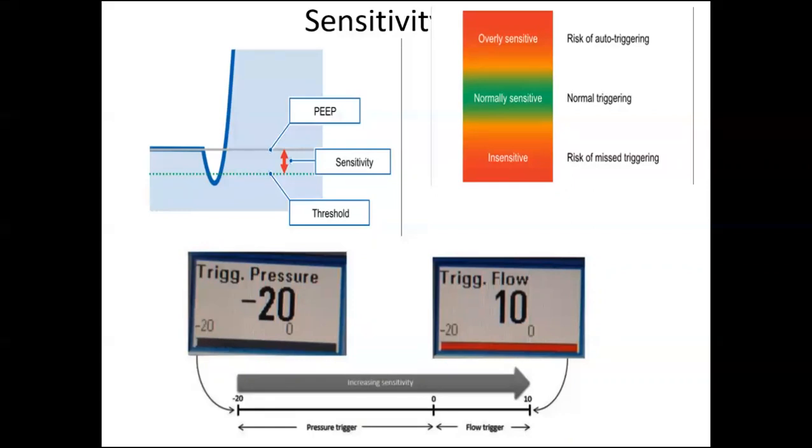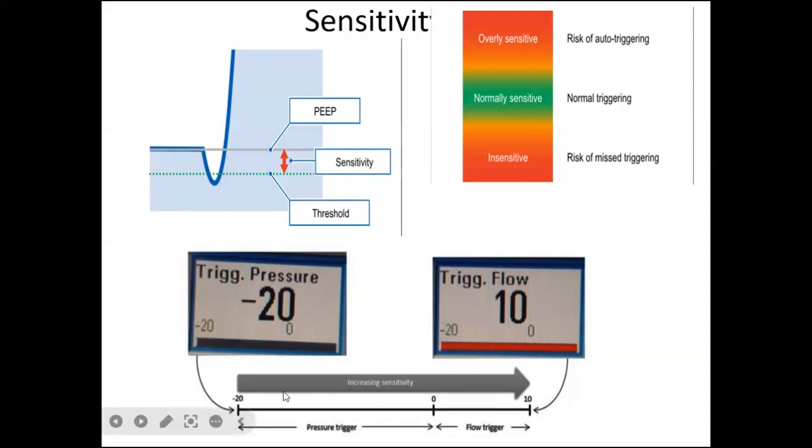In Mackett, in flow trigger alone, the lower the number, the less sensitive it is. The higher the number, the more sensitive it is. It is opposite in other ventilators. There it is normal: the lower the number, the higher the sensitivity, and the higher the number, the less sensitive. Even in Mackett, for pressure it is the same principle. But only for flow, it is reversed.